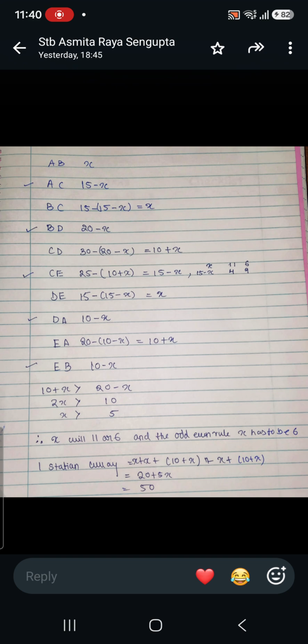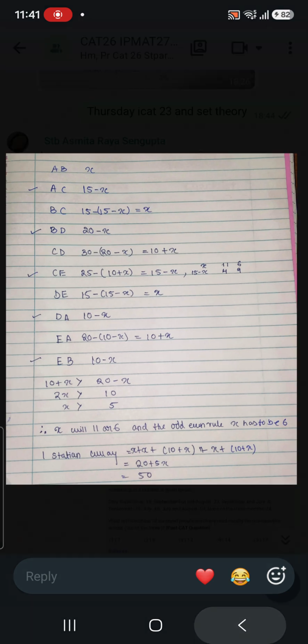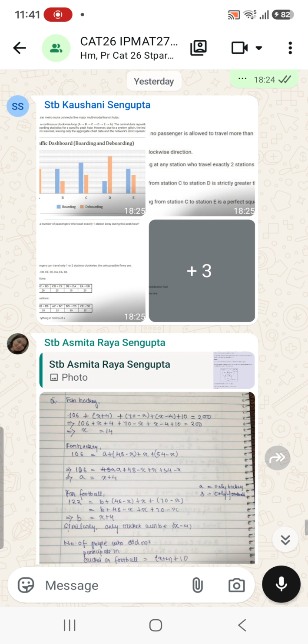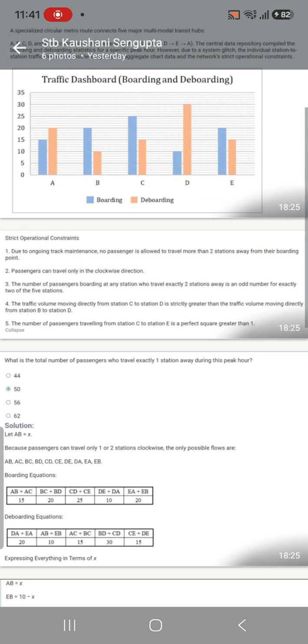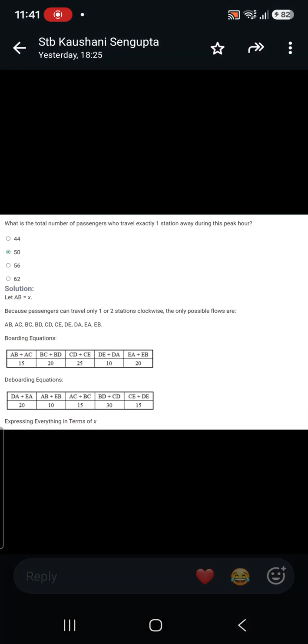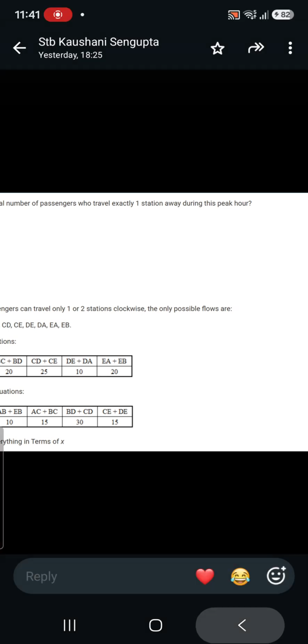So if we take the value of 11, we do not satisfy that criteria. So we take the value of x as 6. So the value of x becomes 6, and now we can find out any number of answers. So the question here is, what is the total number of passengers traveling exactly 1 station away during this peak hour?